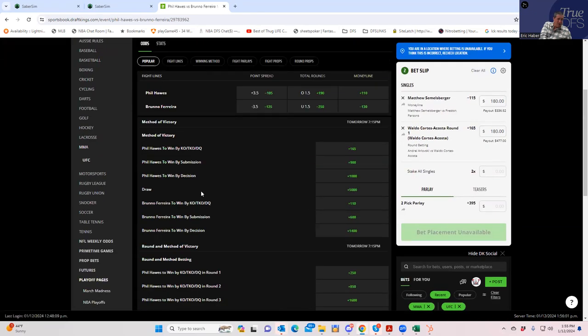Okay, so first of all, Hawes by submission is plus 900. I mean, oh my God, Ferreira by decision is plus 1400. Yikes. So what does that look like? Where Hawes gets takedowns maybe, but then Ferreira just does enough striking to.